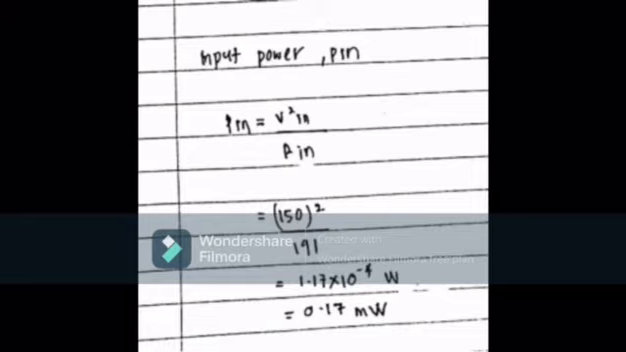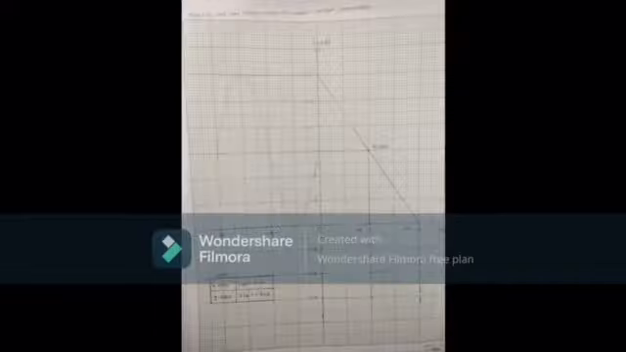For the input current I in, for your information, IB equals I in, so we can conclude I in equals V in over R in, and the answer is 0.22 milliampere. Last, for part 2, we must calculate the input power P in. P in equals V in squared over R in, and the answer is 0.17 milliwatt. For the next slide, that is our DC load line analysis graph.